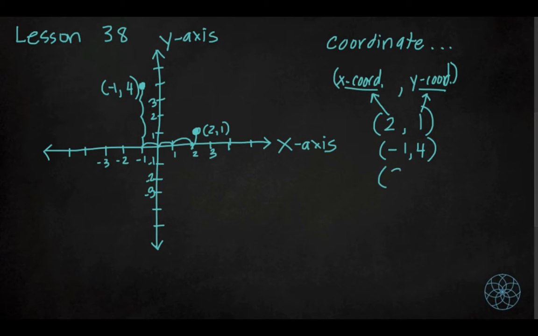How about +2, -2? So first number is our x-coordinate, +2, -2. We would end up right here.